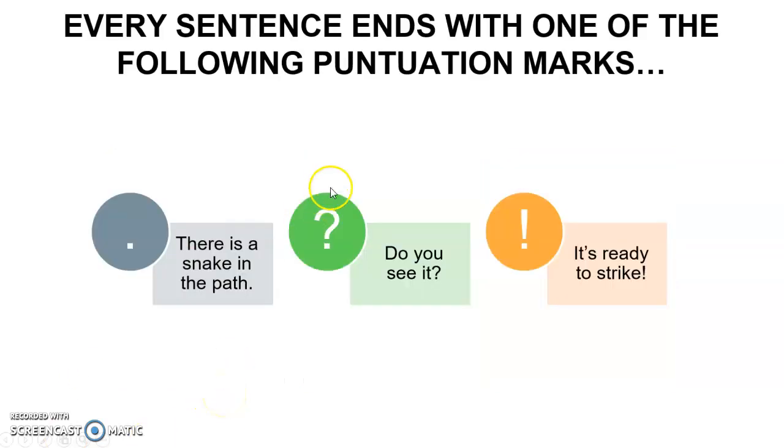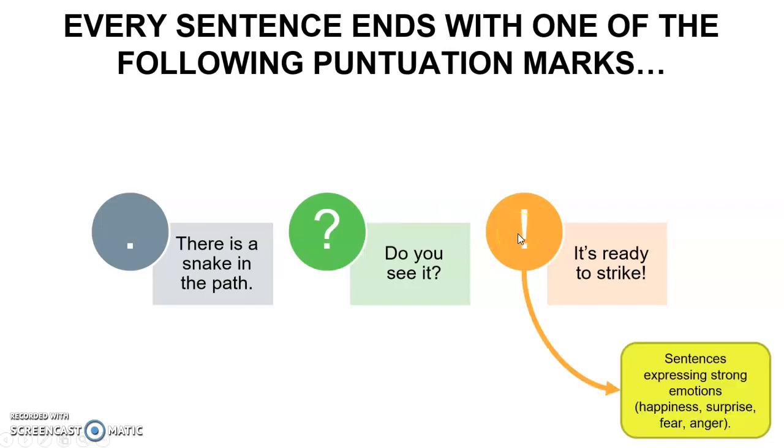Now, every sentence ends with one of the following punctuation marks. It can be a period, it can be a question mark, and then this, of course, is going to be used if we're talking about a question. And then an exclamation mark. This would be for sentences expressing strong emotions like happiness, surprise, fear, anger, etc.